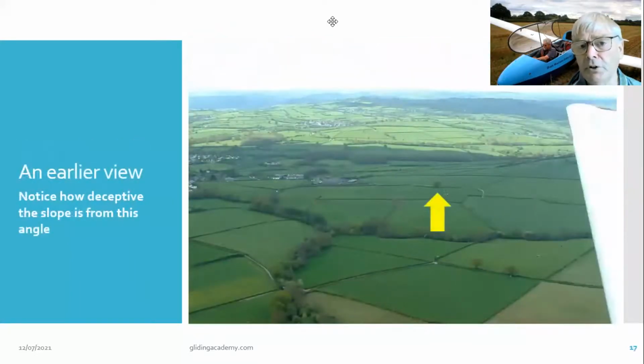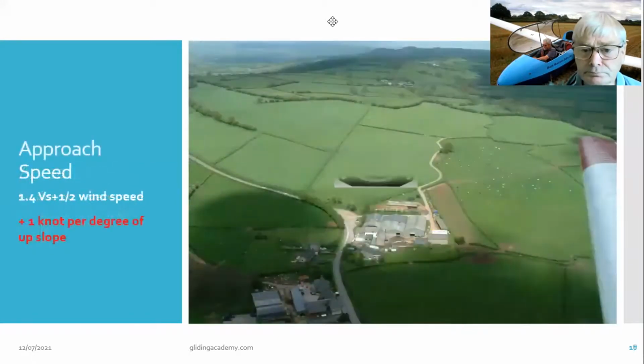Going back to our earlier view, just to remind you, this view here was where we had just started to discern that there was a slope in the first place. Just contrast that in your mind with the previous picture and how different it looks from here than when you're actually on the approach.